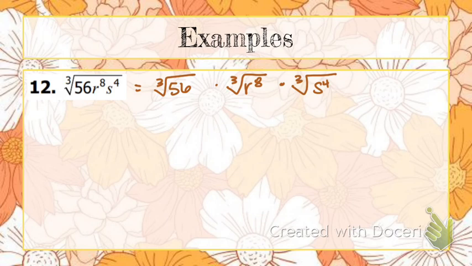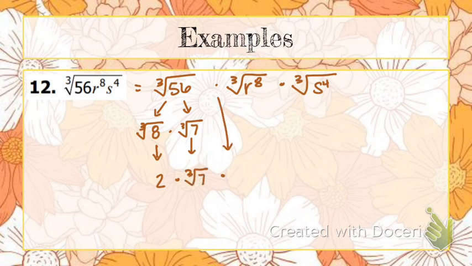So, one piece at a time. This guy is not a perfect cube, so we need to find the biggest perfect cube that goes into 56, which is going to be 8. So we're going to break this down into the cube root of 8 times the cube root of 7. And I'm actually going to go ahead and finish. We're going to do 2. And then this is just going to stay the cube root of 7.